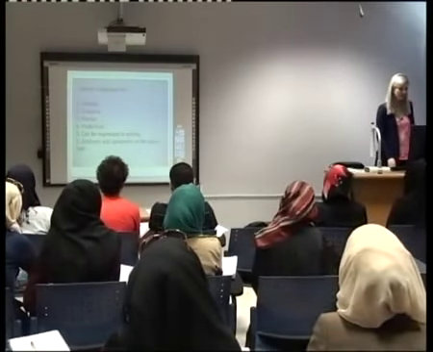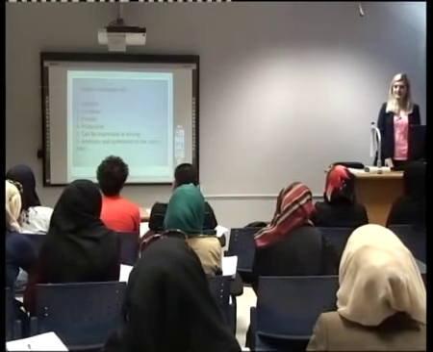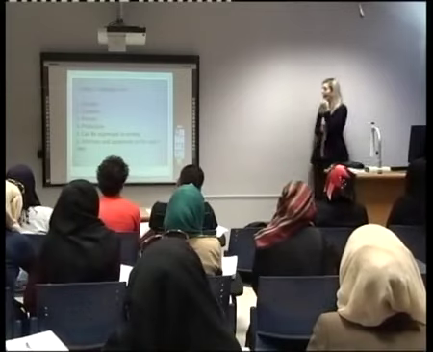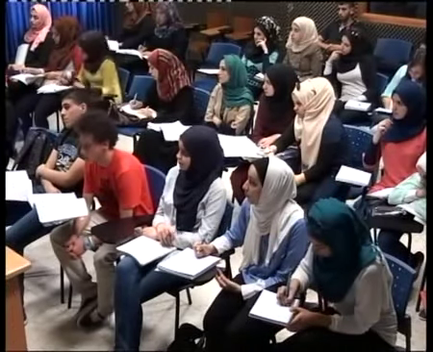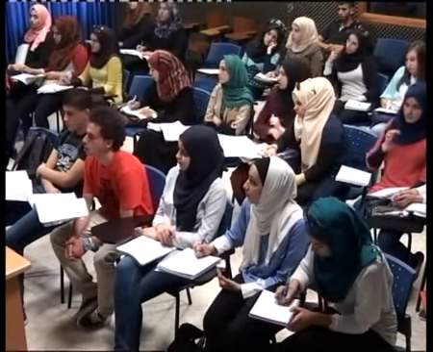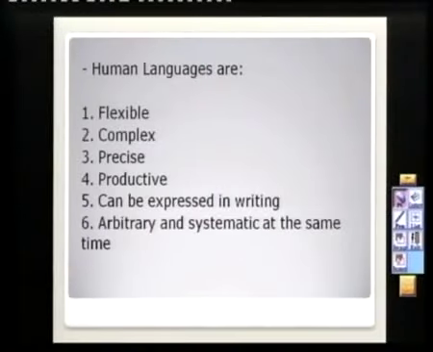Then you have number 6. Yes, that's why I think last time I asked you to think about this sentence. Human languages are arbitrary and systematic at the same time. What does it mean? Okay, let's think about the word arbitrary. What does it mean, arbitrary? Irregular? Argument? What does it mean, arbitrary? It means very random. Yeah?